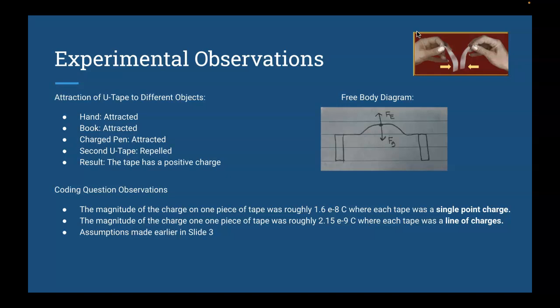While performing the GlowScript code, we made several observations, such as the magnitude of the charge on one piece of tape for a single point charge was 1.6 times 10 to the negative 8 coulombs, while the magnitude of charge on one piece of tape for a line of charges was 2.15 times 10 to the negative 9 coulombs.